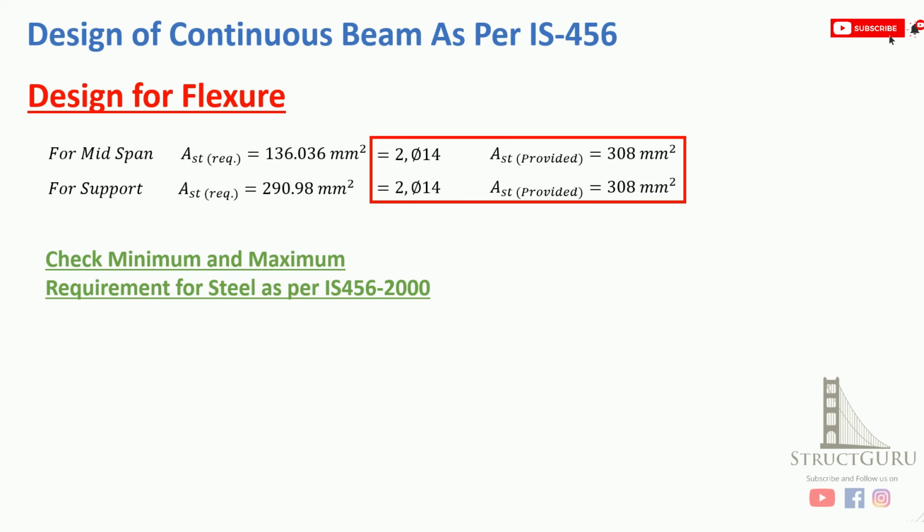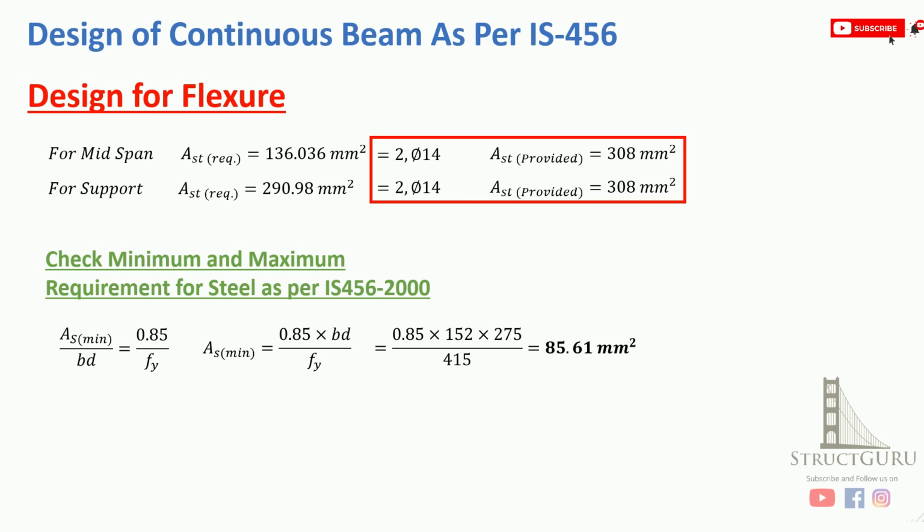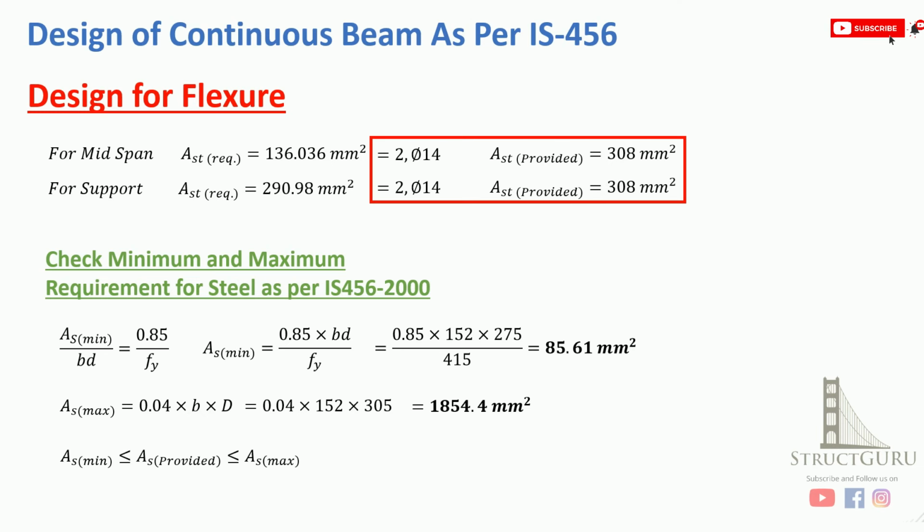Now let's check the values which we have used for our design. Are they meeting the minimum and maximum specifications suggested by IS456-2000? The minimum area of reinforcement is calculated from the formula shown; insert the values, and it will give you 85.61 mm square. Our maximum area of reinforcement is calculated using the formula shown, and this will give you 1854.4 mm square. As you can see, the area of steel provided is greater than the minimum reinforcement and less than the maximum reinforcement, so that means the flexure design is okay.